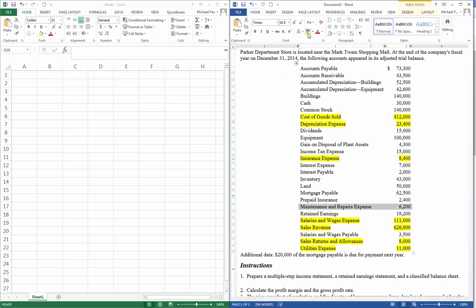I think those are all the expenses except for income tax and interest. Then I'll look for other expenses, like interest expense and income tax expense. And I'll look for other revenues and other expenses, like the gain on the disposal of an asset. That's a revenue, but it's a non-operating revenue. I think that's all of them. So once I've done that, then I'm ready to build my income statement.